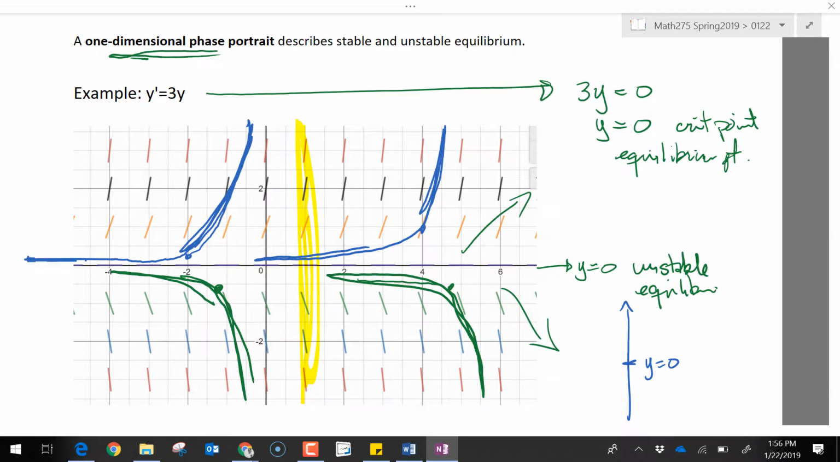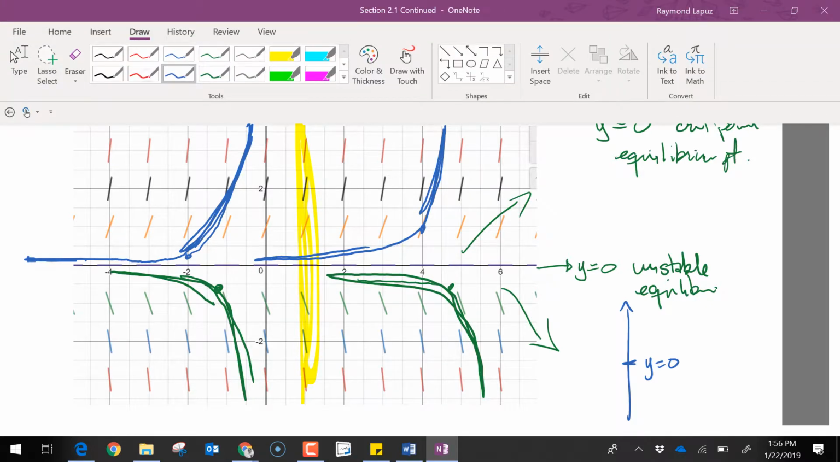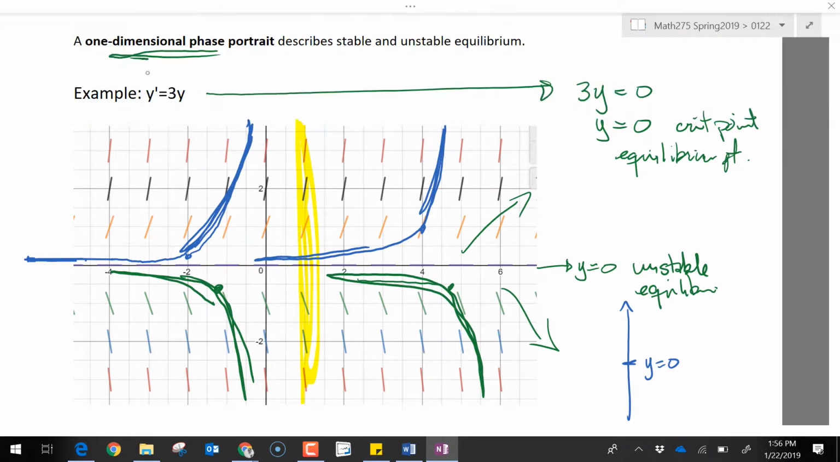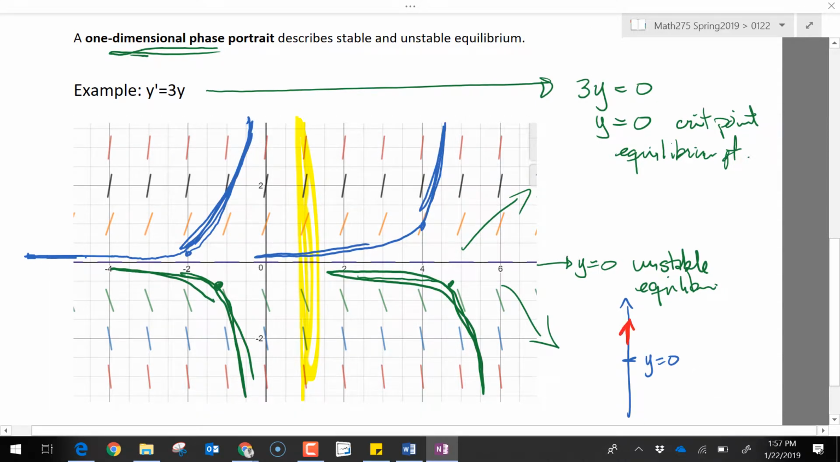So again, the question was, if it was above the x-axis, is it going away or is it going to the equilibrium? It's going away from the equilibrium. If you're below this, are you going away or towards it? You're going away again. Or you can say that the graphs above are increasing, the graphs below are decreasing. So you can see here that this is repelling, and so it's an unstable equilibrium.